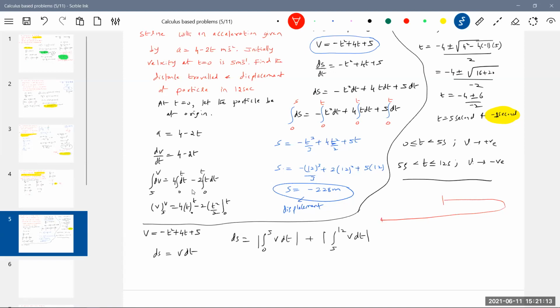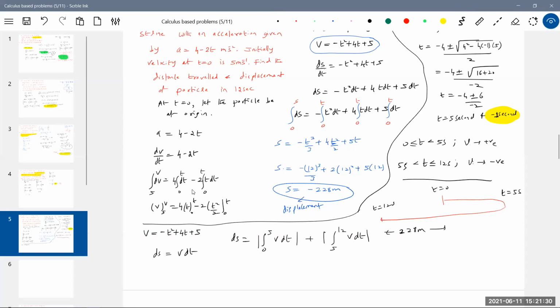In fact, the motion takes place like this. At t equal to 0, it will start here. This is at t equal to 5 seconds. This is t equal to 12 seconds. Somebody gave that 228 meter. The 228 meter is something like this one.